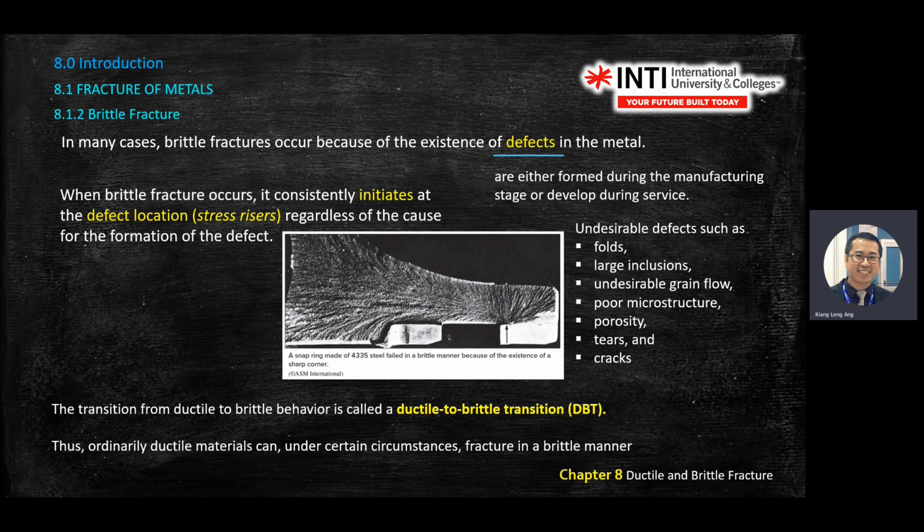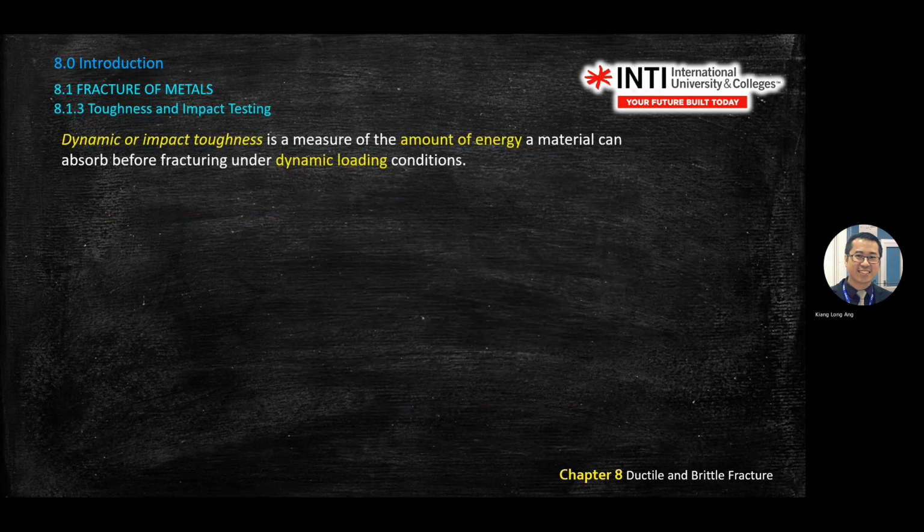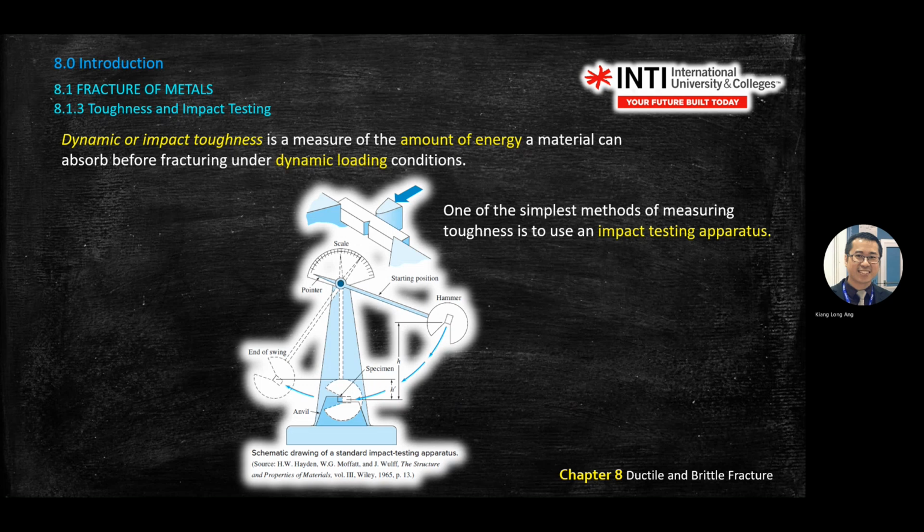The rest you read. You're familiar with this diagram in your lab experiment. So how do we test the fracture of metals? We define the toughness of metals using the impact test. We have impact toughness. What is impact toughness? It is the amount of energy a material can absorb before fracturing under dynamic loading condition.